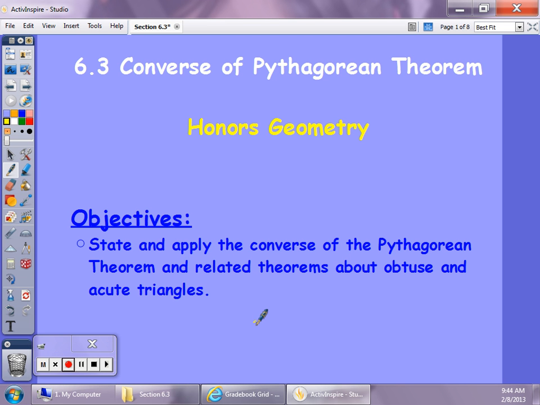This honors geometry lesson is on section 6.3, converse of the Pythagorean theorem. The objectives are to state and apply the converse of the Pythagorean theorem and related theorems about obtuse and acute triangles.